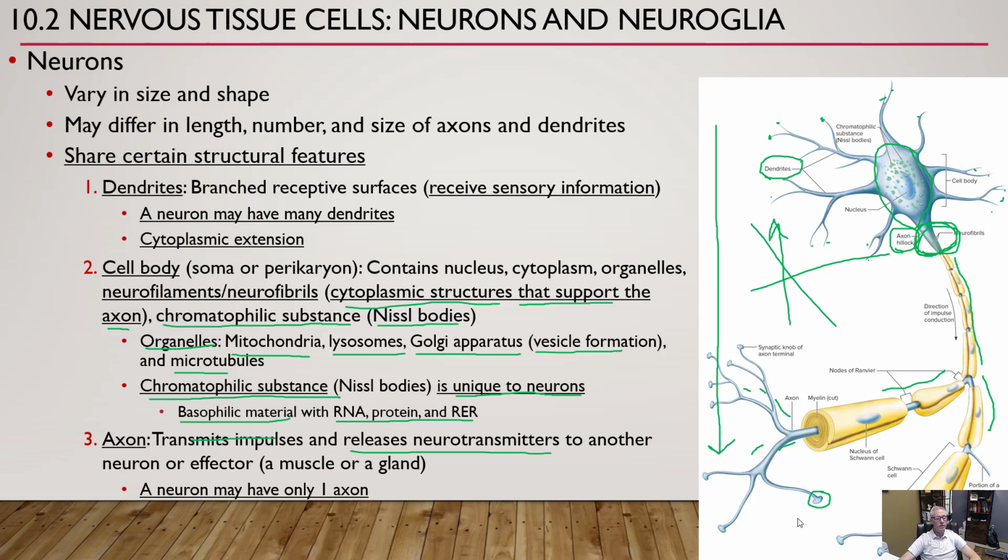And then let's say that we had another nerve down here. It would get picked up by the dendrites, then it would go through the cell body, and then it would go down to the axon. Then it would go to the dendrites of another nerve, cell body, axon, dendrites, cell body, axon. So it's a one-way street only.